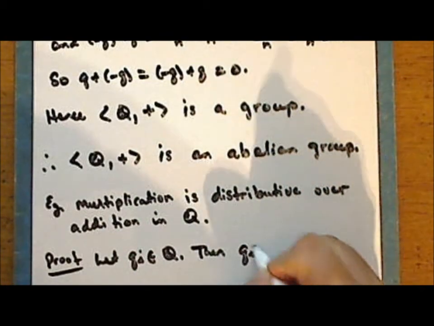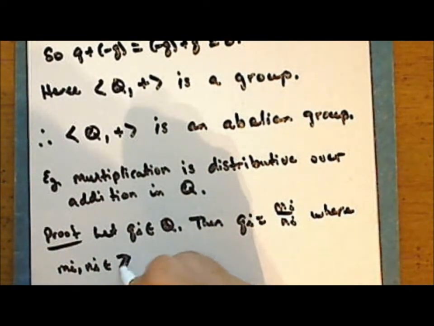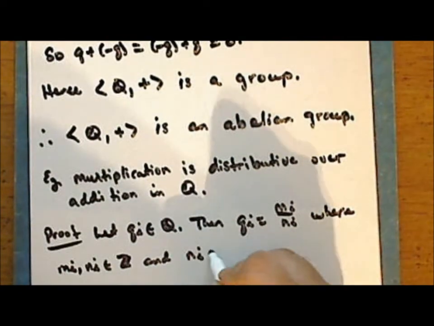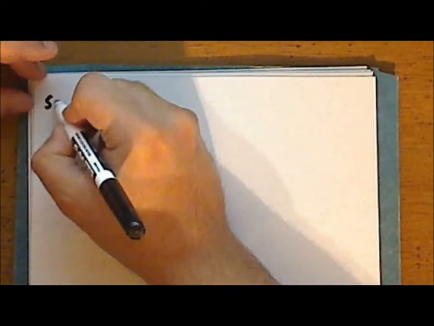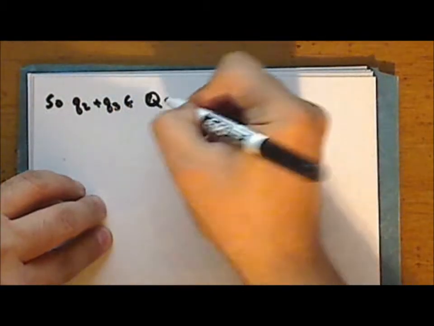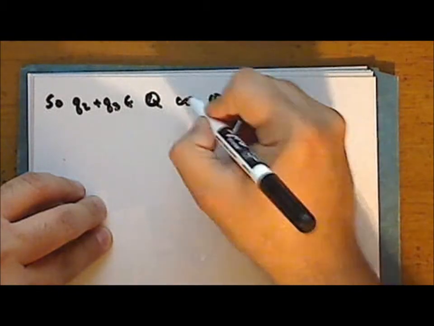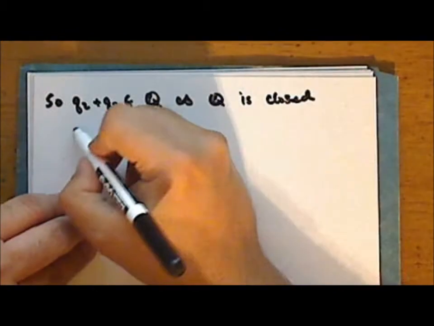Then q sub i is of the form m sub i over n sub i, where m sub i and n sub i are integers, and the integer n sub i is not 0. And so the sum, q sub 2 plus q sub 3, is a rational number, as the set of rational numbers is closed under addition.